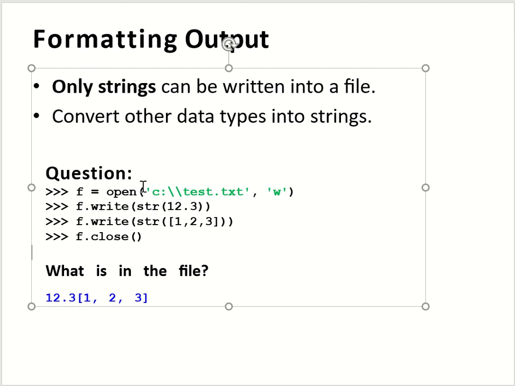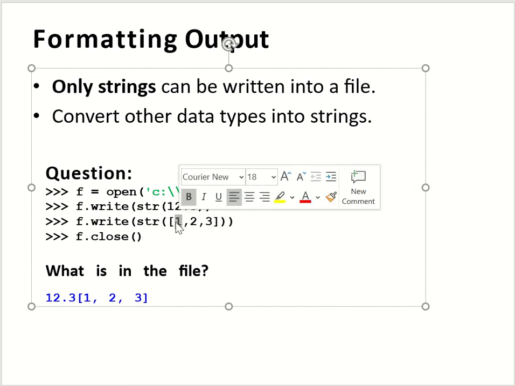So here's just a question. You open test.txt in write mode, could be a new file on your C drive. Write the string for 12.3, that float number. So it's just going to be quote 1, 2, period 3, a string with 4 characters: number, number, punctuation, number. And then you can also write the string converted list, and that's going to be 7 characters.